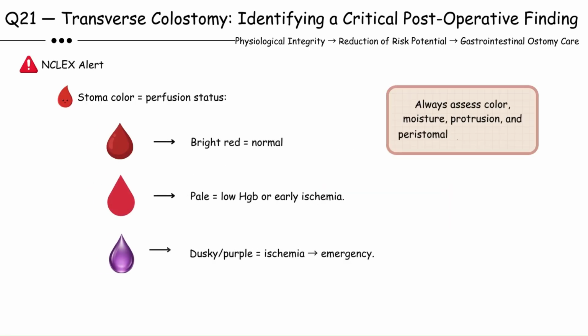Here are a few NCLEX alerts tied to this topic. Stoma color is your quickest window into perfusion. Bright or beefy red equals normal, healthy blood flow. Pale equals possible anemia or early poor perfusion. Dusky, bluish, or purple equals ischemia and potential necrosis, an emergency. Each shift, always assess color, moisture, protrusion, and peristomal skin.